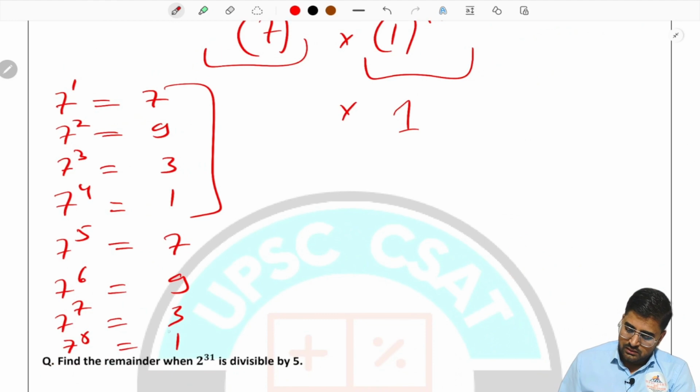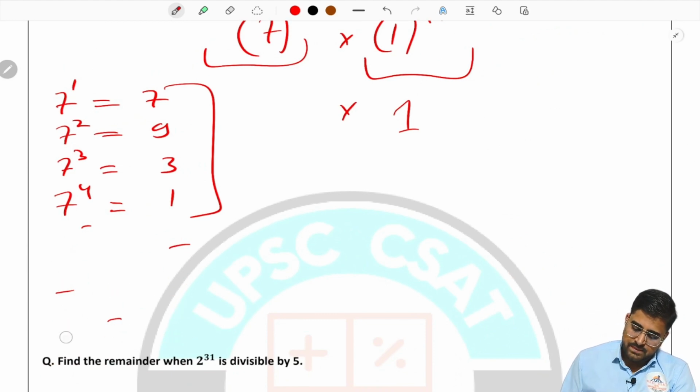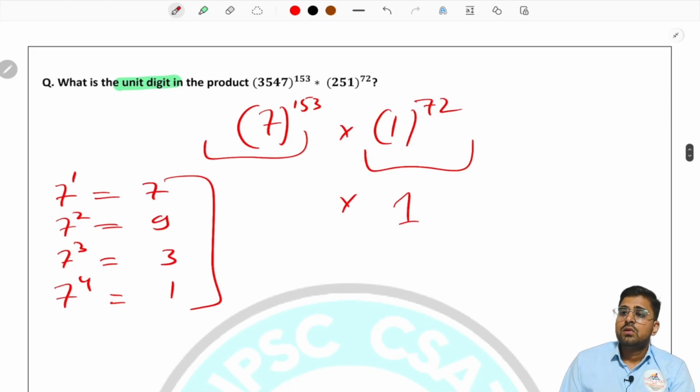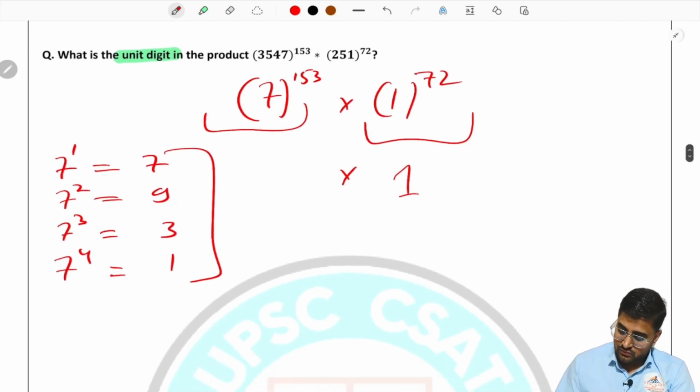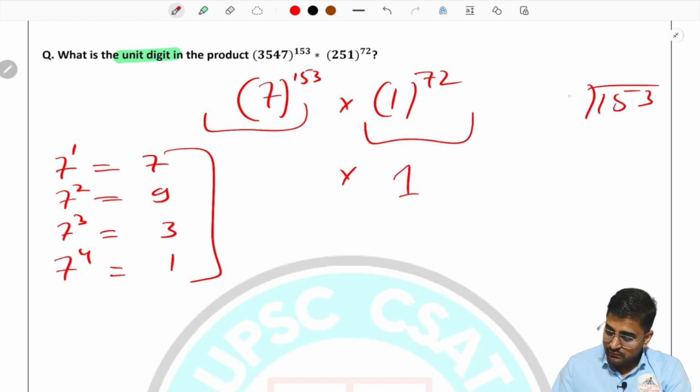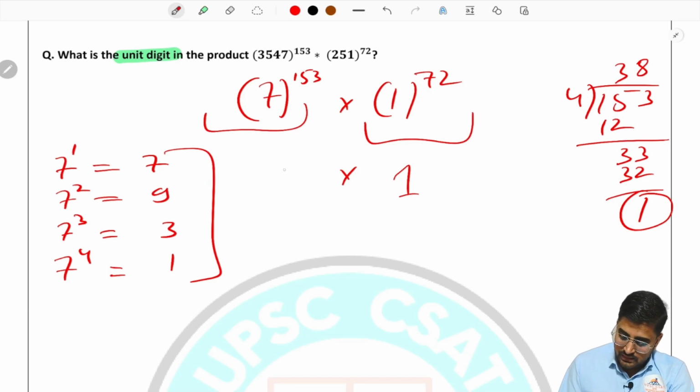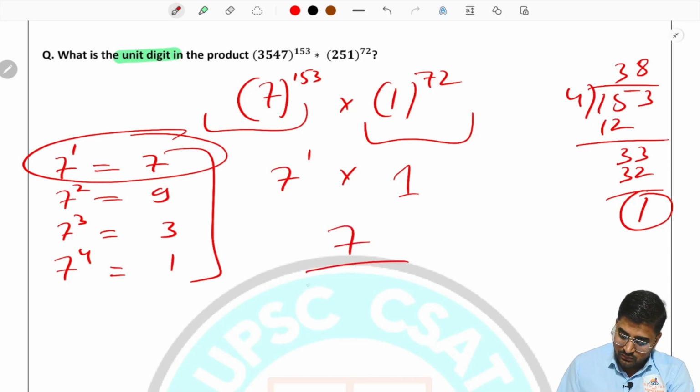I keep this much for your reference. That is why we are going to divide 153 by 4. 4 3s are 12, we get 33, 4 8s are 32, and we have 1 remaining. This means it is basically 7 to the power 1, which is 7 only. So the answer is 7 only. I hope you get my point. Let's move to the next question.